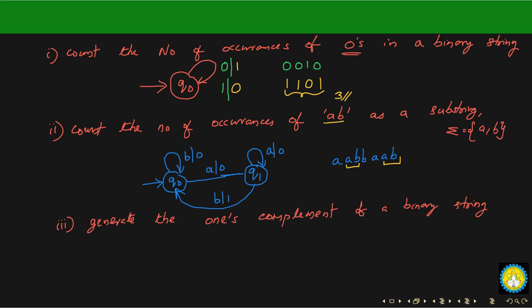Now let's go to the next question: generate the ones complement of a binary string. We have already designed the Moore machine to generate the ones complement of a binary string. Here it's going to be even simpler. We'll start with the starting state, say Q0. As per the definition of ones complement, if you see a 1, you have to output a 0, and if you see a 0, you have to output a 1. So it's going to be very simple: if you see a 1, you output a 0, and if you see a 0, you output a 1. That's it.